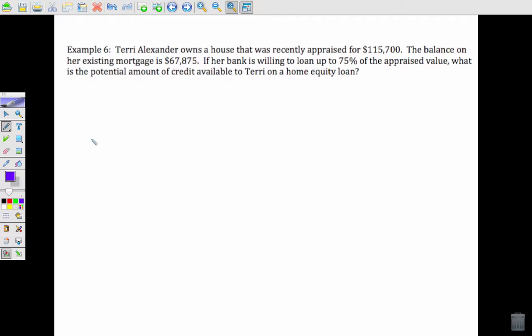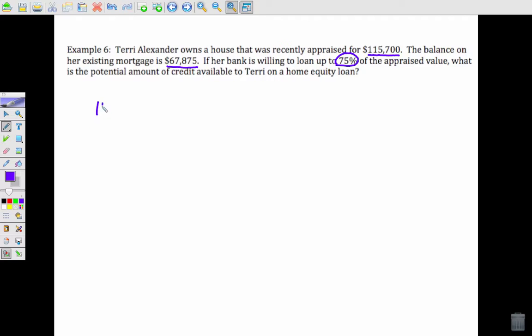Terry Alexander owns a house that was recently appraised for $115,700. The balance on her existing mortgage is $67,875. So she has quite a bit of money there that she could borrow against, it looks like nearly $45,000 or so. If her bank is willing to loan up to 75% of the appraised value, what's the potential amount of credit available for Terry on her home equity loan?